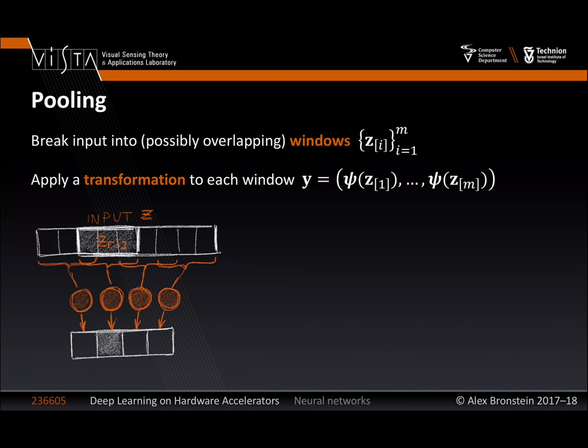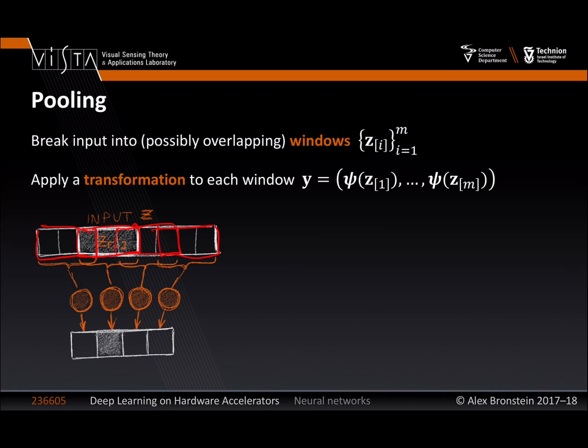Okay, and then we have another non-element-wise nonlinearity that is called pooling. Basically, what pooling does is split the input vector into a set of windows of the same size, possibly overlapping. Like for example, you have this window, and this window, and this window, and this window. So you divide the vector into a set of subvectors, okay?